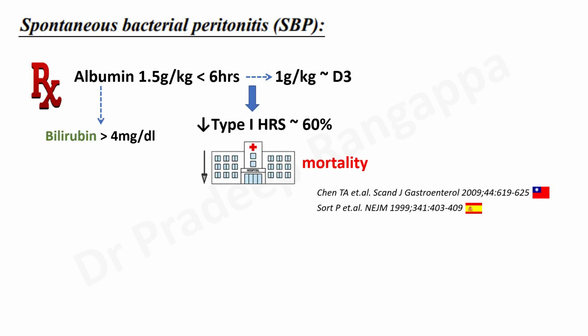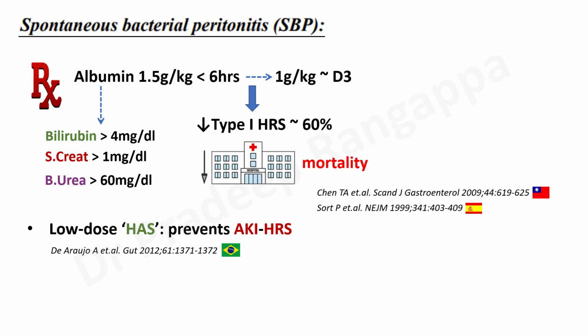So this was one study, and the criteria they used for administering albumin was bilirubin more than 4 milligram per deciliter, creatinine more than 1 milligram, and blood urea more than 60 milligram per deciliter. This was used as a criteria in this study to use albumin. And so now the question is, should we use this dose?